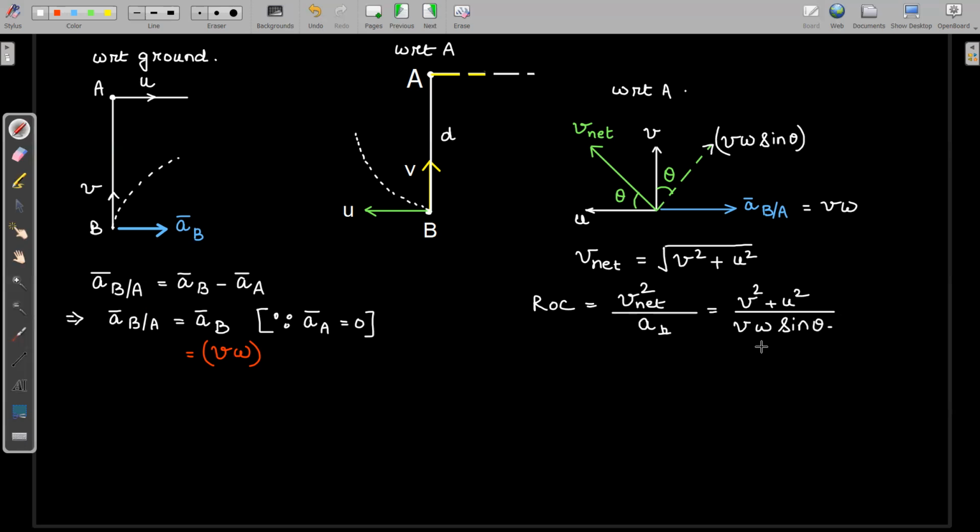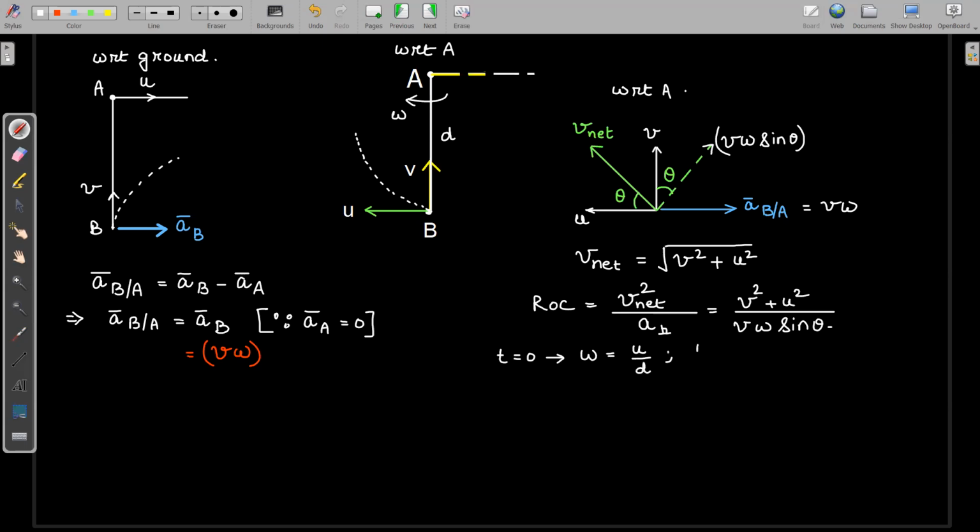So in this expression, what is the value of omega at t equal to 0? With respect to A, the particle B has an angular velocity. You know that angular velocity can be written as the velocity perpendicular to the line joining A and B, which is u, divided by the separation between the particles at that instant, which is d. So at t equal to 0, in the situation you can see over here, the value of omega is simply u divided by d.